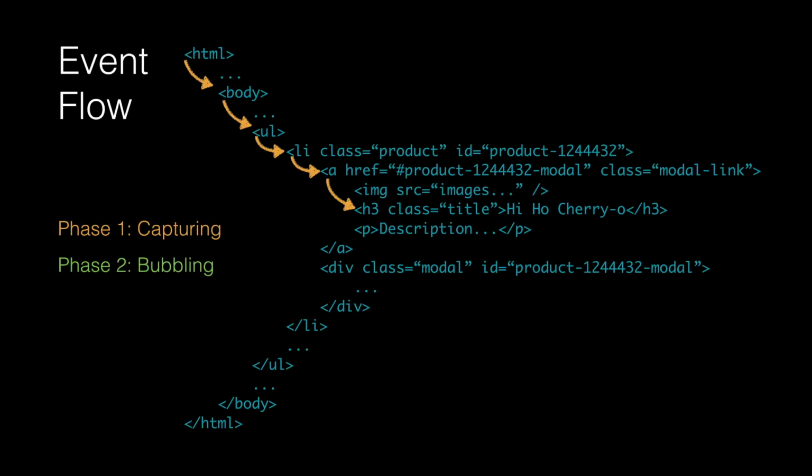Then there's the bubbling phase, where we now move back out that tree and check to see if there are listeners at each of those successive parent levels. This is what allows us to click on the H3, but let that still lead to being hyperlinked somewhere else. The H3 didn't provide the hyperlink information, the A tag did. And there are default listeners attached to hyperlinks that tell your browser when a user clicks on a hyperlink, navigate to the page that is specified.